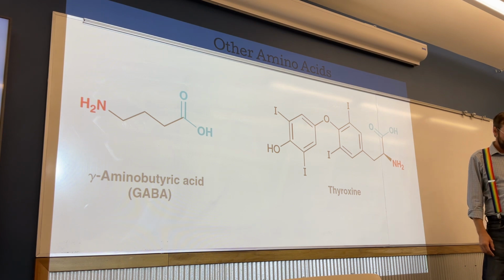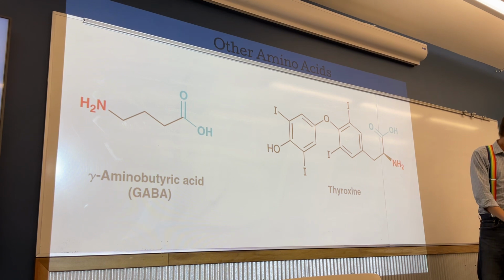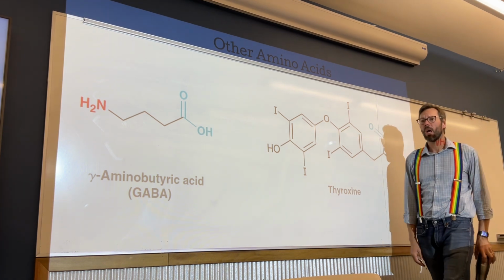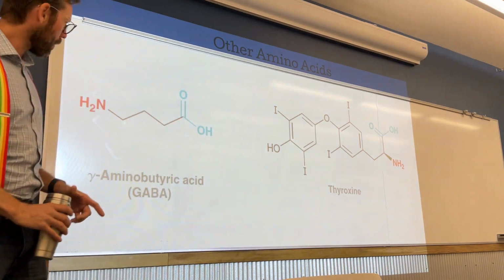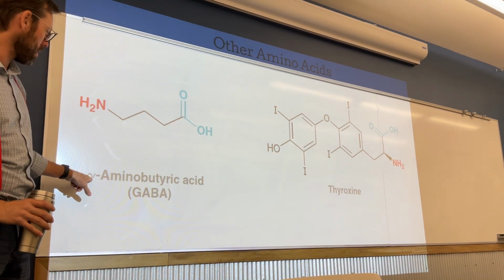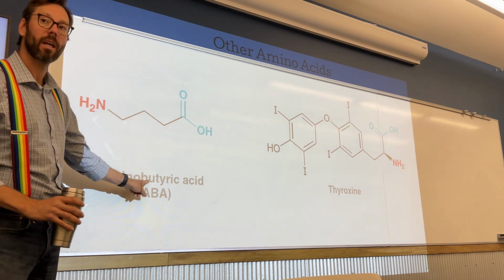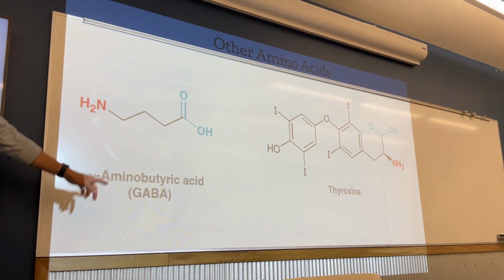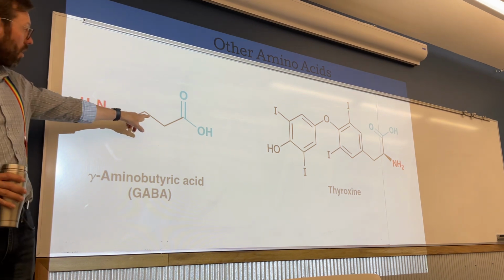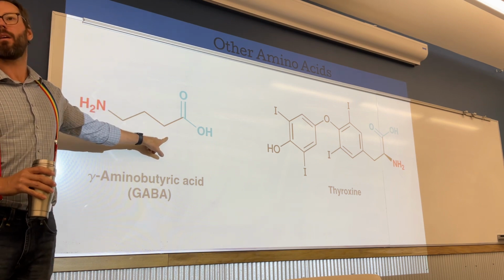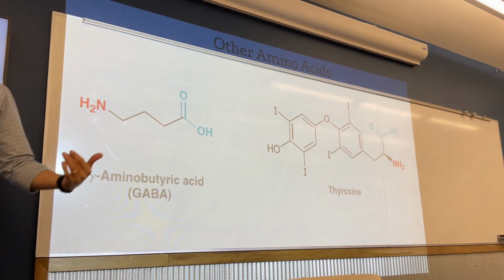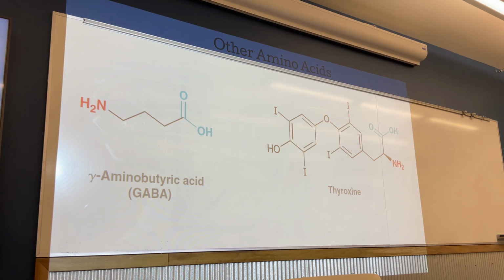So there are other amino acids, right? And here are some examples of amino acids that don't make up proteins, but are really important physiologically. So GABA stands for gamma amino butyric acid. And you'll notice that the amine group is not on the alpha carbon. So it's not an alpha amino acid. Not all amino acids have to be alpha amino acids, just the ones that we use to make proteins.